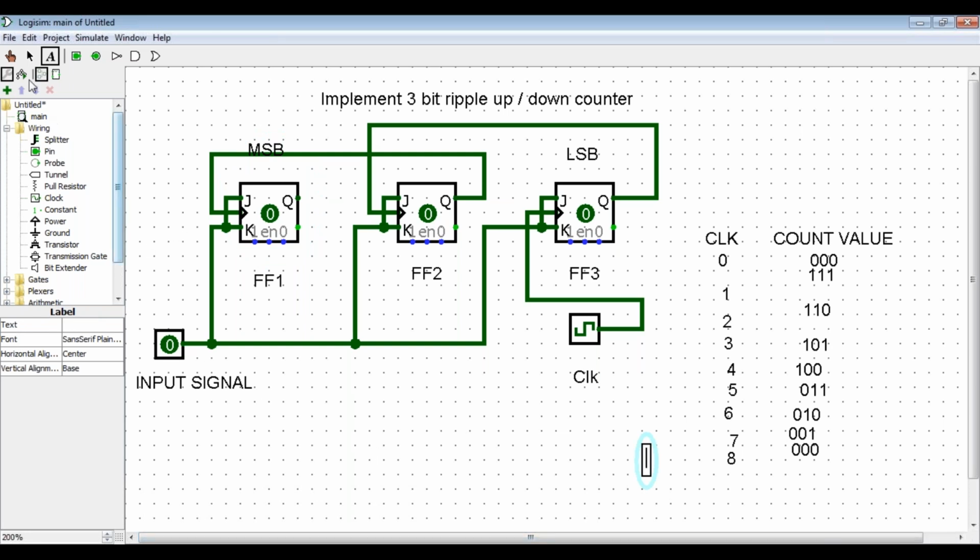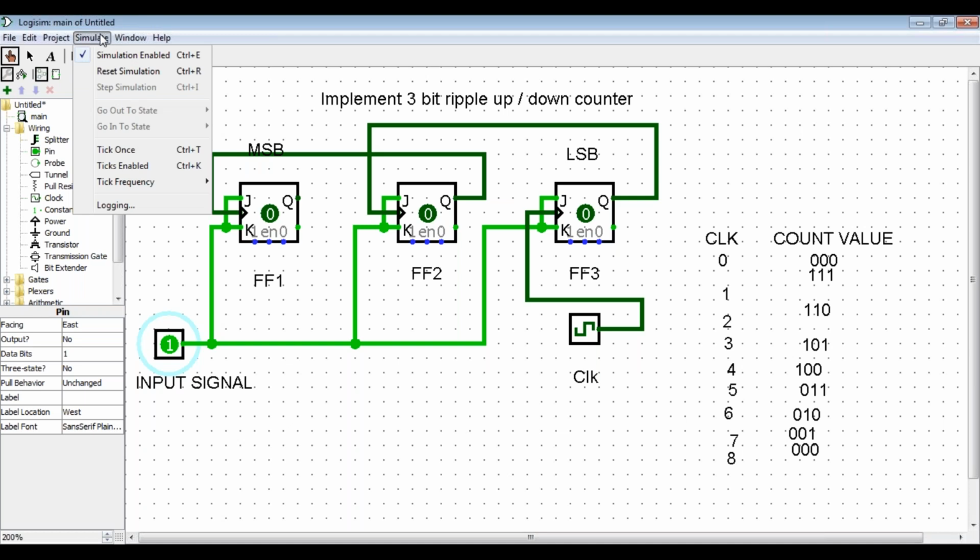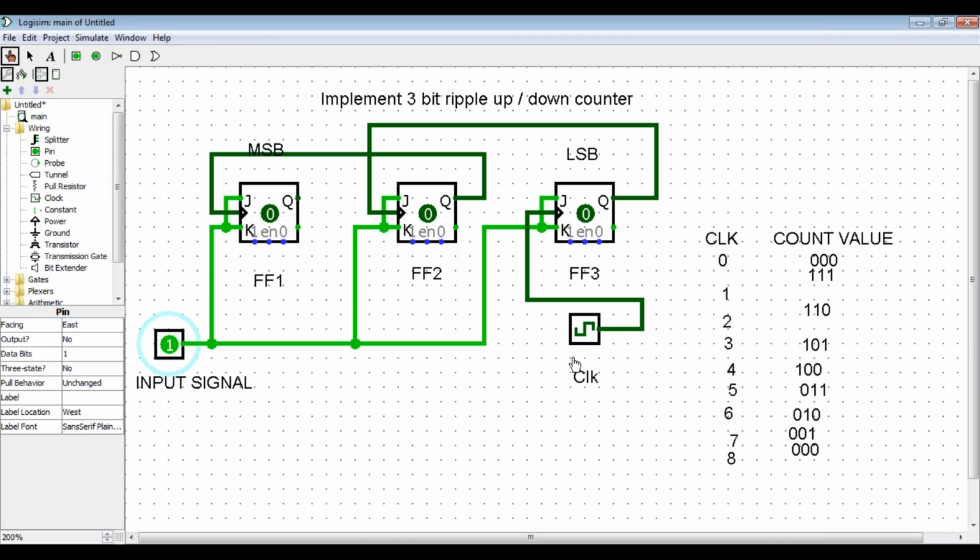Now we are going to verify or simulate this circuit. First you want to make this input signal high. Next, what you want to do? Now we are going to simulate. To simulate, first we want to apply clock pulse. So in the initial state the counter value is 0 0 0. It means at 0 clock, the value is 0 0 0.